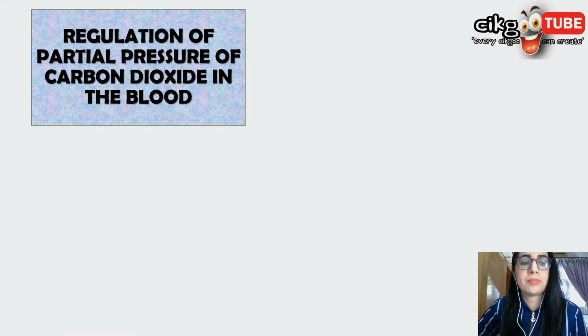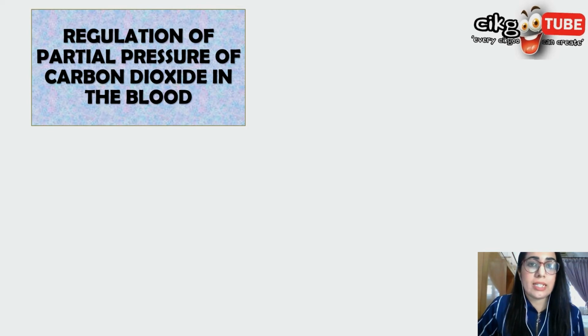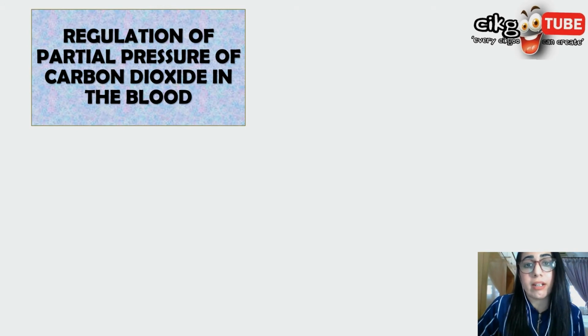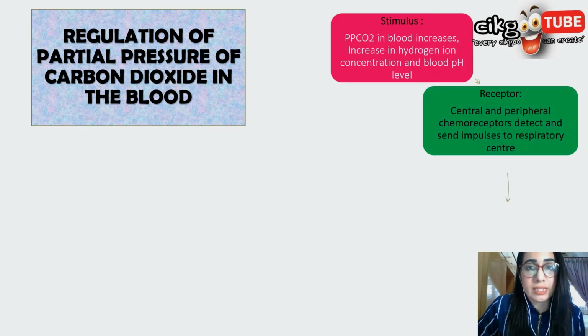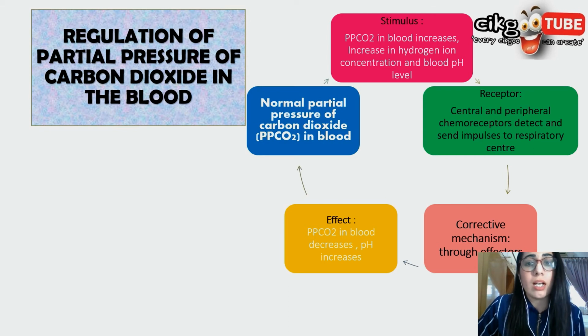Okay, let's look at the regulation of partial pressure of carbon dioxide in the blood. The partial pressure of carbon dioxide is between 38 to 42 millimeters of mercury at normal level. The main components in the regulation of partial pressure of carbon dioxide in the blood are the brain respiratory center, chemoreceptors, and also the nervous system. Breathing is an involuntary action that is regulated by a respiratory control center in the medulla oblongata.